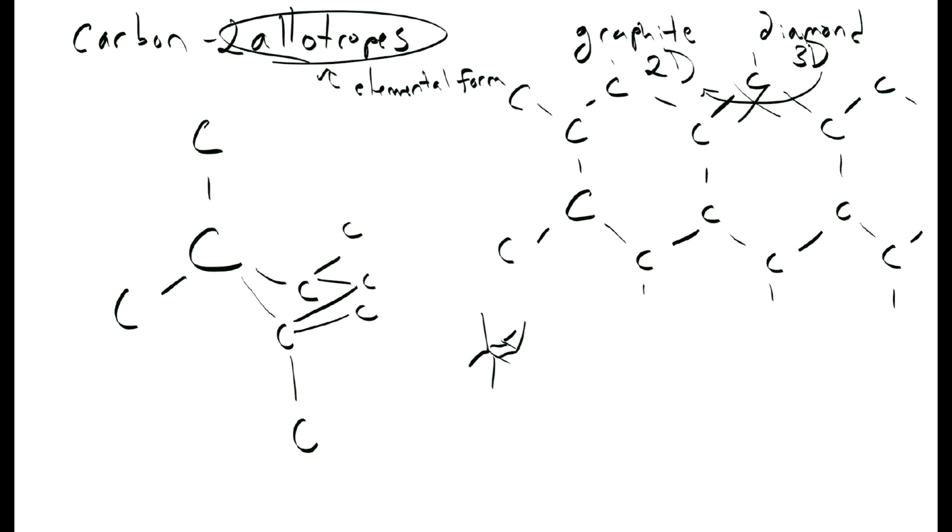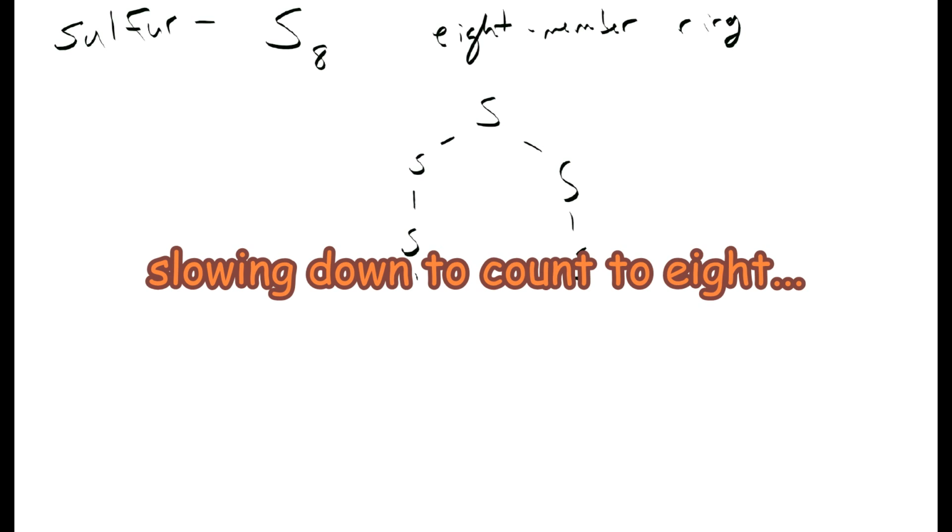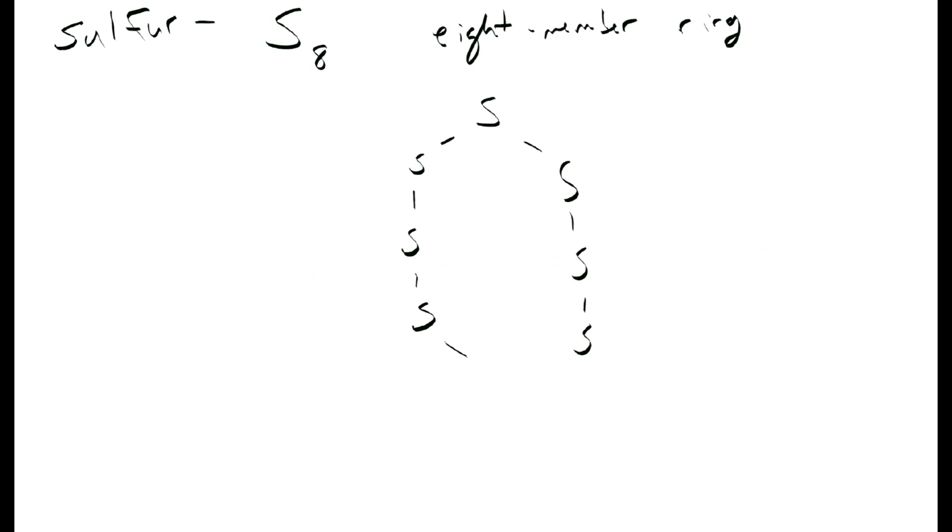Okay. Other elements that are not simple atoms are sulfur. Sulfur, it's a very pretty element. It's bright yellow. It comes as S8, an 8-member ring. It's sulfur, sulfur, sulfur, sulfur, sulfur, sulfur, sulfur, sulfur. Okay, so it's got 8 sulfurs in a ring there.